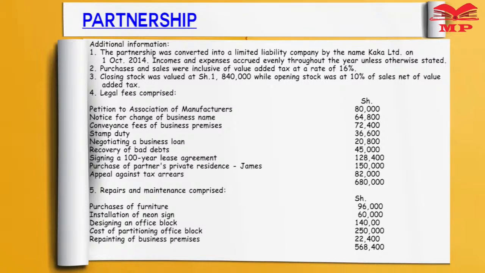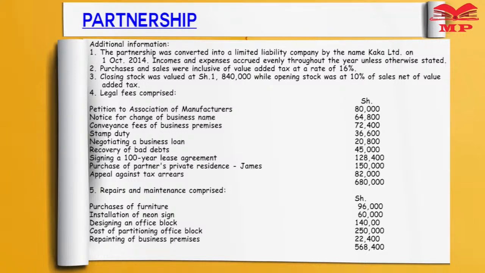Additional information number 1: the partnership was converted into a limited liability company by the name Kaka Limited on 1st October 2014. Incomes and expenses accrued evenly throughout the year unless otherwise stated. Number 2, purchases and sales were inclusive of VAT at the rate of 16%. Closing stock was valued at 1,840,000, while opening stock was at 10,000 of the sales, net of value added tax.